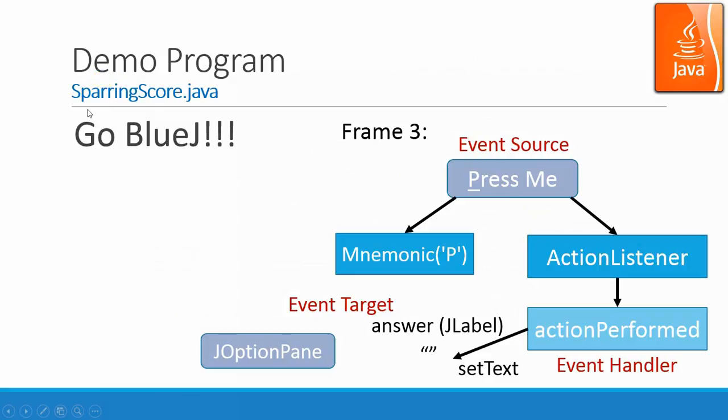Now let's look at the demo programs, including Frame 1, 2, 3, and the Sparring Score. In Frame 3, we start to give you a very brief idea of what an event source is for pressing a certain button, and then you use a mnemonic to handle the hotkey and also the mouse click, using the event handler to perform the action performed. Let's look at the programs.